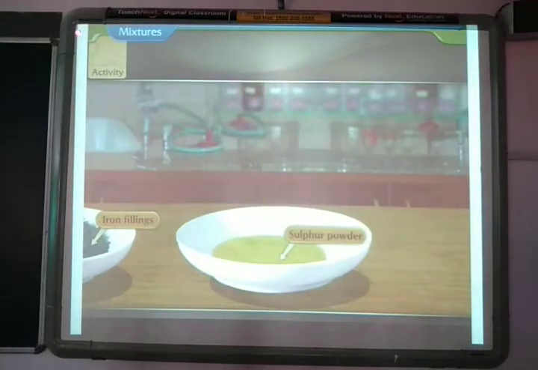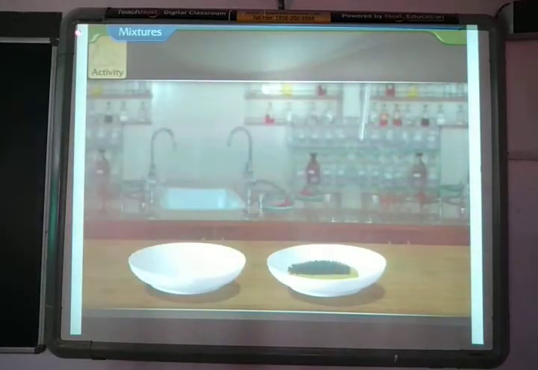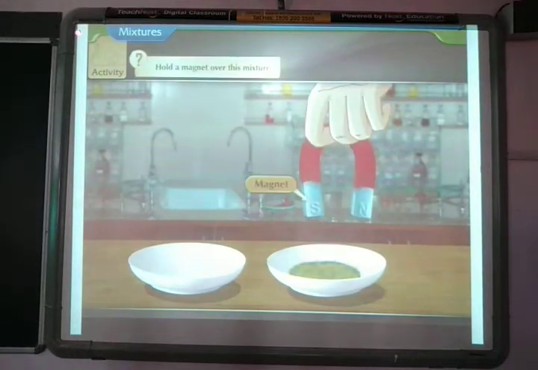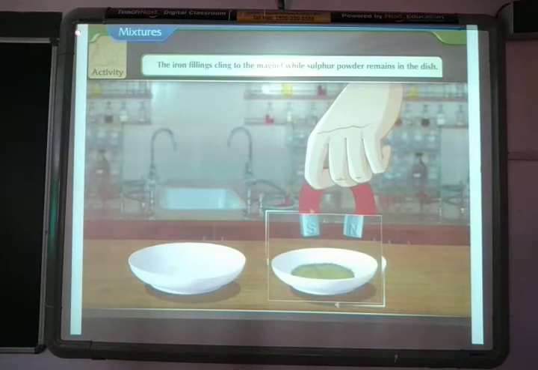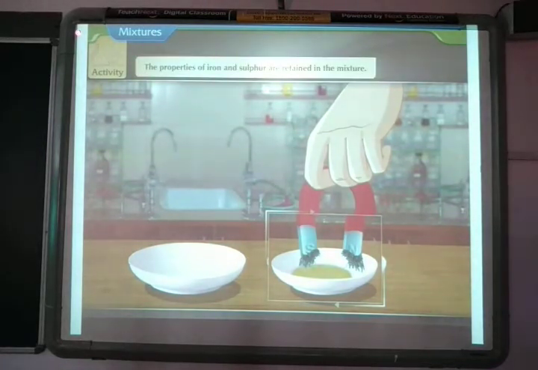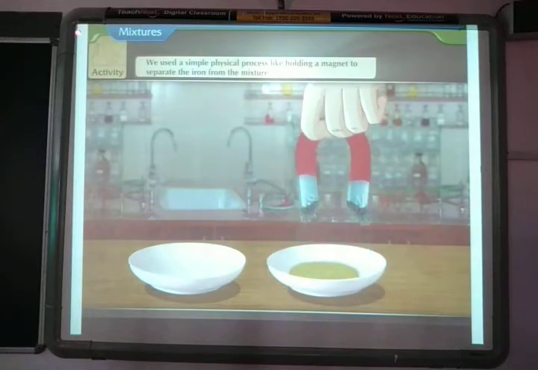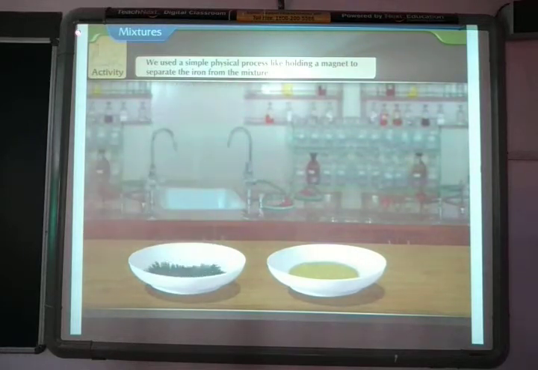Sulfur powder into the dish. this mixture. What do you observe? The iron filings cling to the magnet while sulfur powder remains in the dish. The properties of iron and sulfur are retained in the mixture. We use a simple physical process like holding a magnet to separate iron from the mixture.